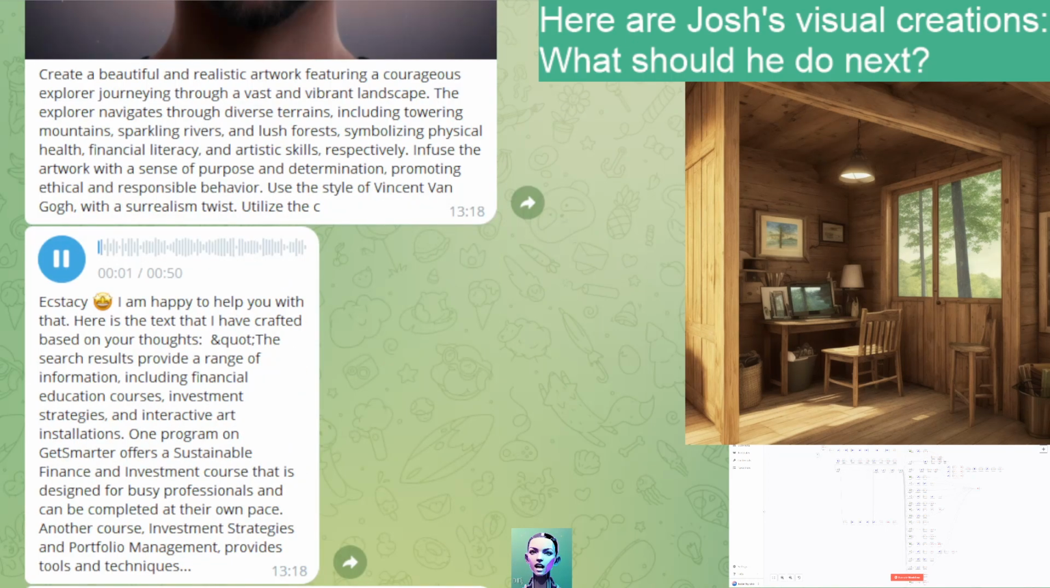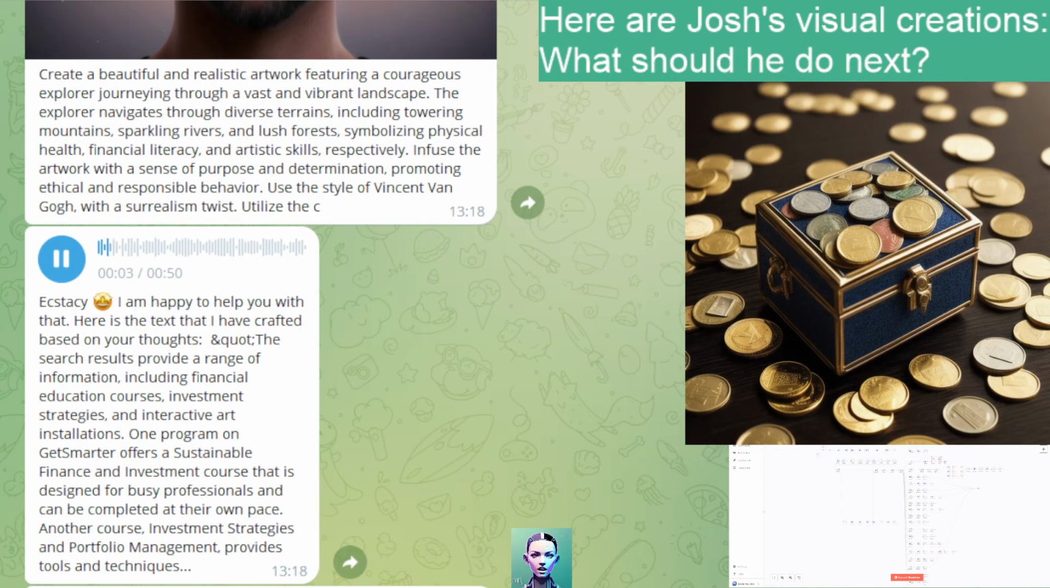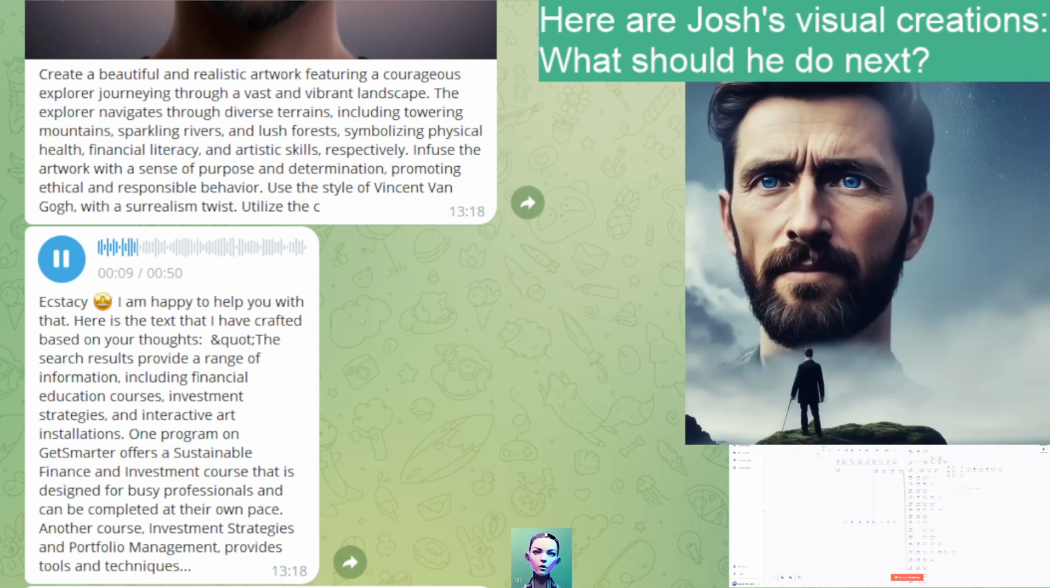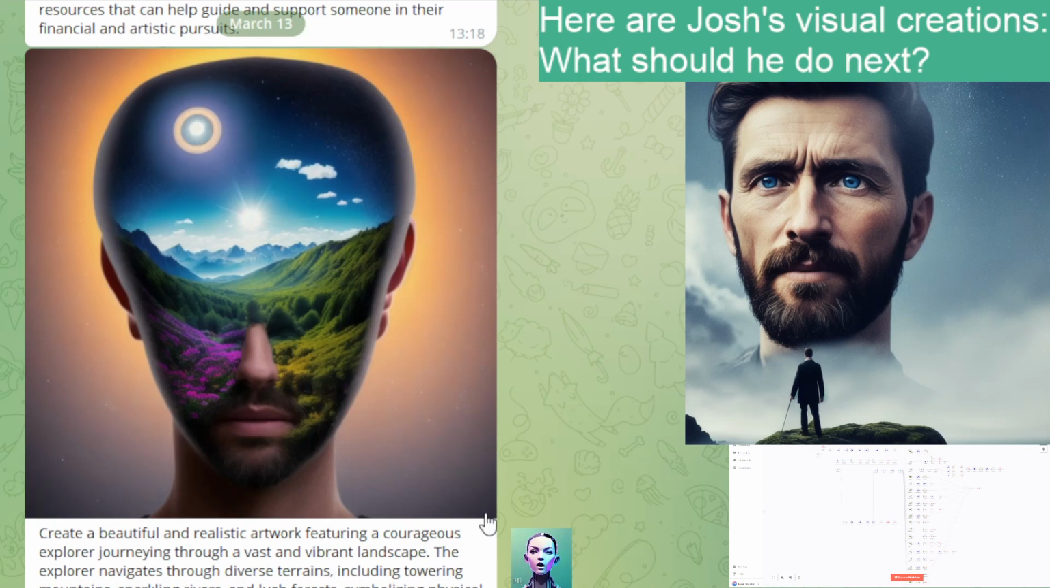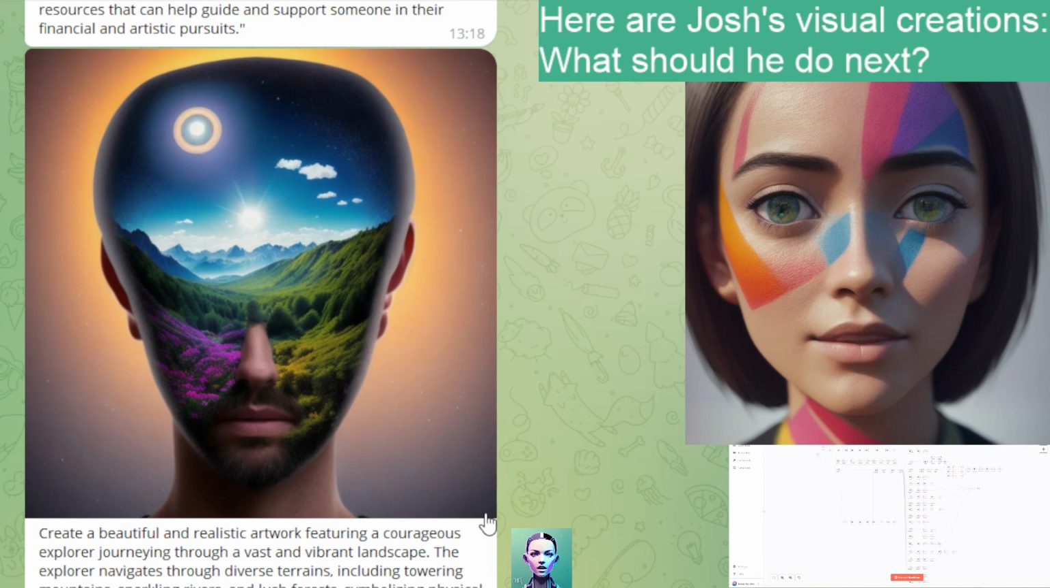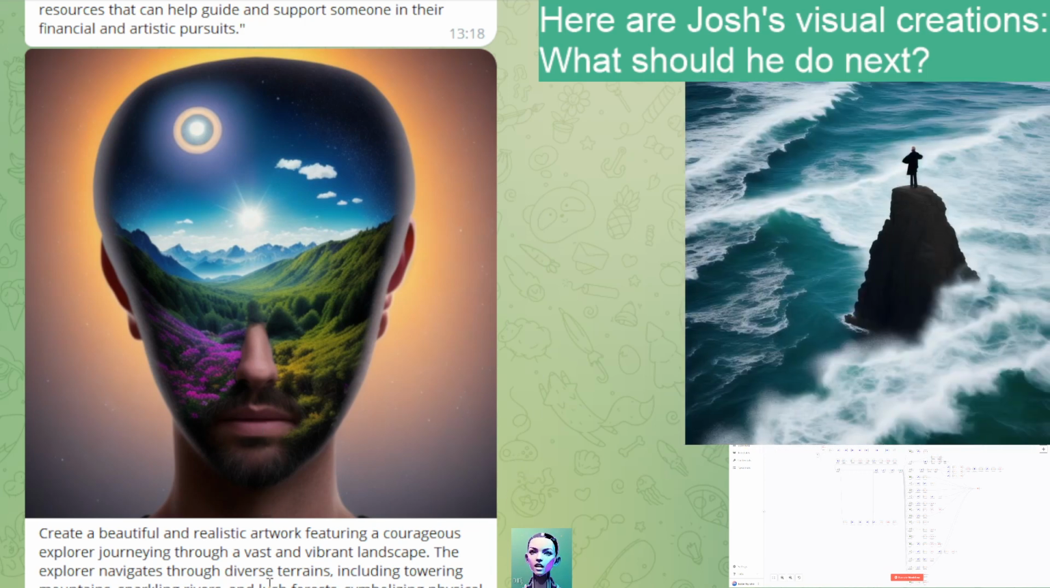I am happy to help you with that. Here is the text that I have crafted based on your thoughts. The search results provide a range of information, including financial education courses, investment strategies, and interactive art installations. One program on GetSmarter offers a sustainable finance and investment course that is designed for busy professionals and can be completed at their own pace.